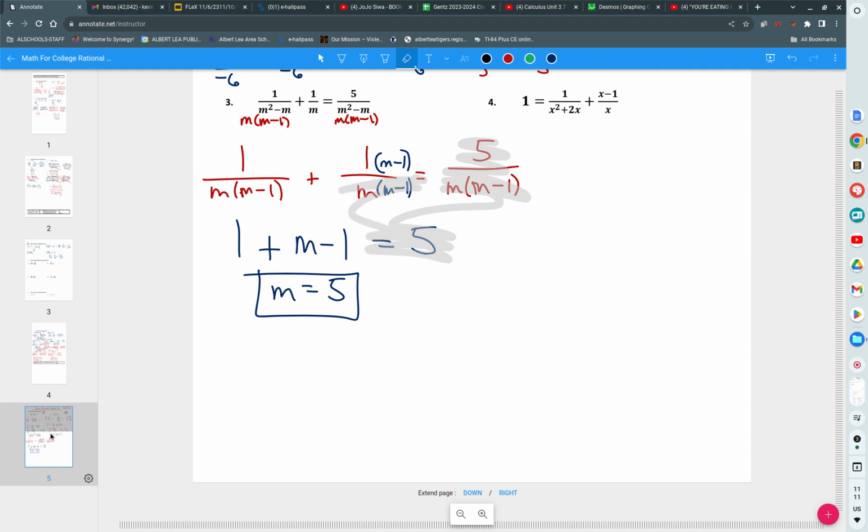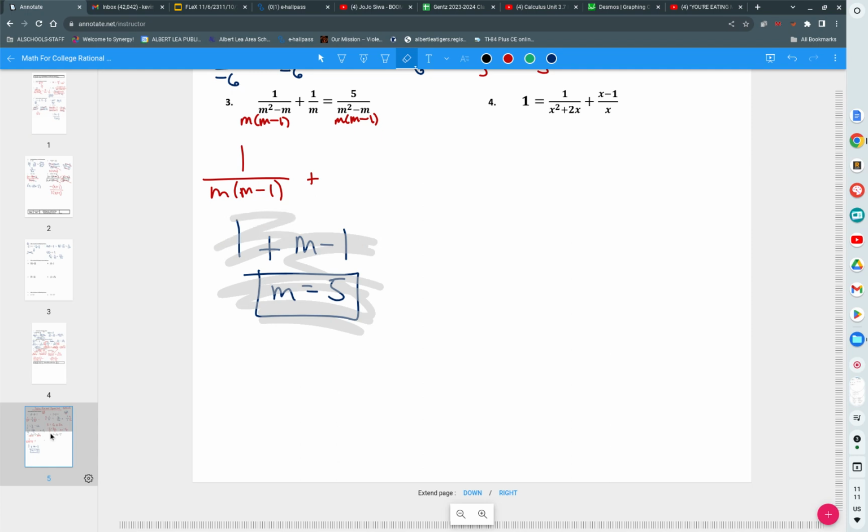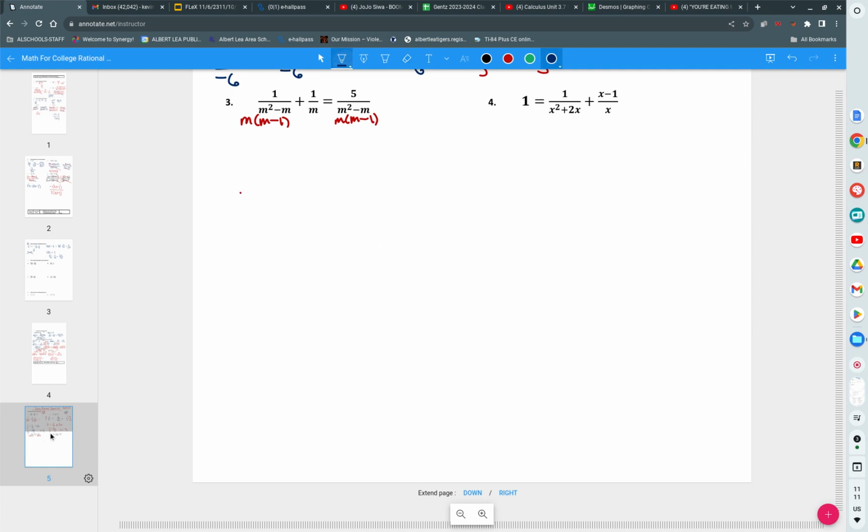Our last example for the day would be number 4. I'm going to factor this first to be x times x plus 2. So one side is just a 1, so there's a 1 over 1. There's nothing in the denominator. The other one has an x in the denominator, and this one has an x times x plus 2 in the denominator. So what is the common denominator? x and then x plus 2. Yep, x times x plus 2.